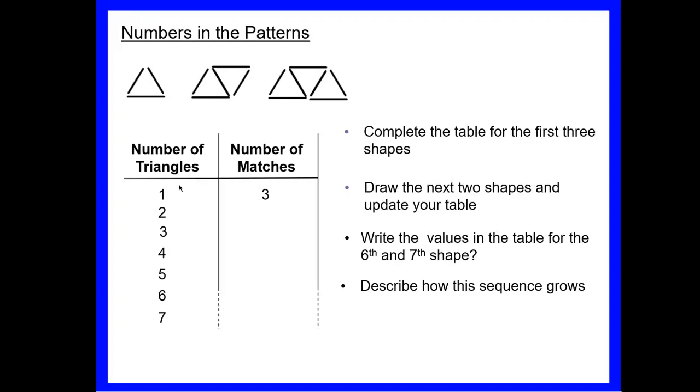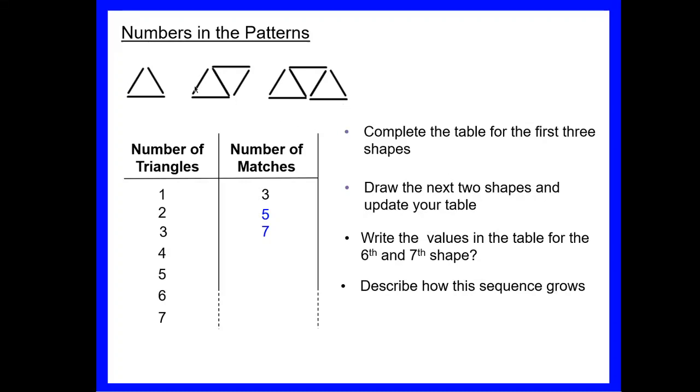So one triangle is made up of 3 matches. We can see that here. 2 triangles, we've got 1, 2, 3, 4, 5 matches. 3 triangles, 1, 2, 3, 4, 5, 6, 7. Okay, we're then asked to draw the next two shapes and update the table.